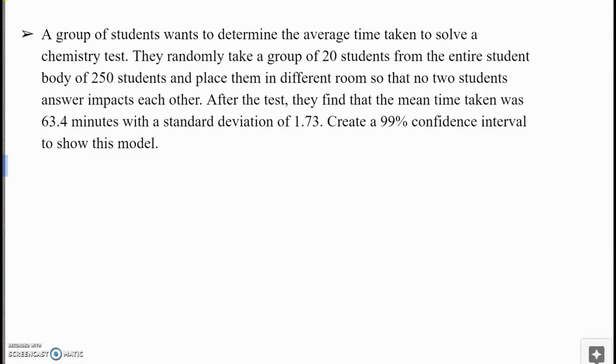Question. A group of students wants to determine the average time taken to solve a chemistry test. They randomly take a group of 20 students from the entire student body of 250 students and place them in different rooms so that no two students' answers impact each other. After the test, they find that the mean time taken was 63.4 with a standard deviation of 1.73. Create a 99% confidence interval.